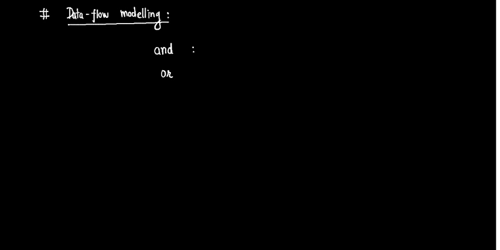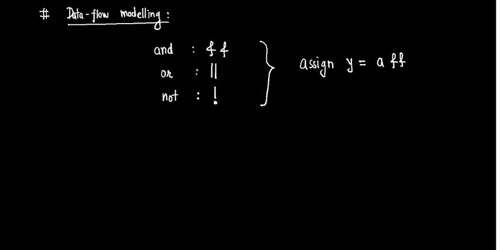Okay, so what I'm saying is AND is equivalent to this, OR is equivalent to this, NOT is equivalent to this, an exclamation mark. And okay, so as to use this, always you have to make use of the assign command. The syntax is assign, the output variable y followed by equals to, and whatever the expression you want. If it is a and b, it should be like a double and b.